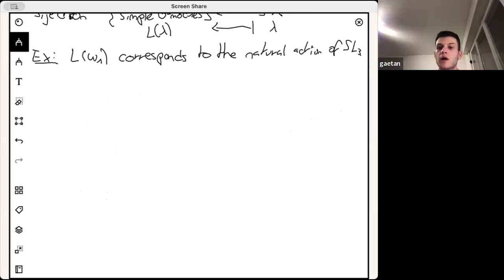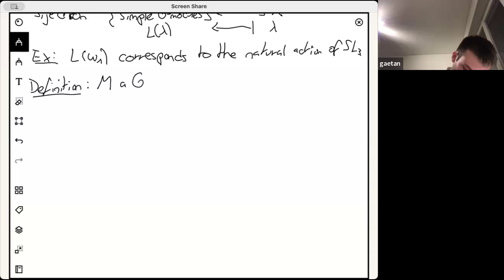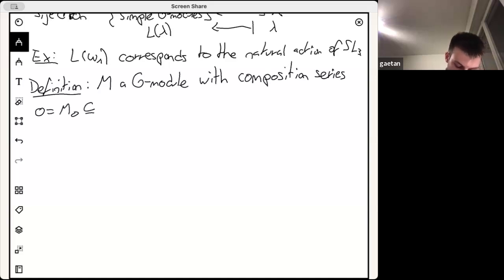Freeness, so I will introduce now what it means for a module to be multiplicity-free. So we take M, a G module, and we fix a composition series for M. So it's a sequence of submodules such that each submodule is maximal in the next one. So each quotient, M_i over M_{i-1}, is simple.